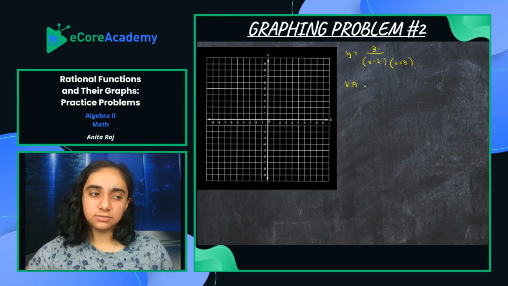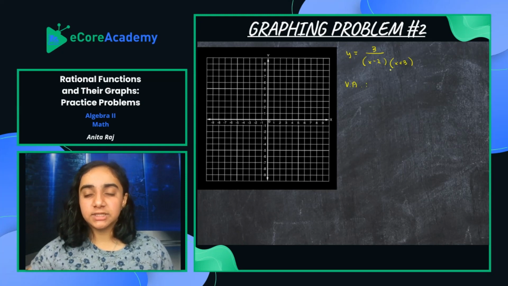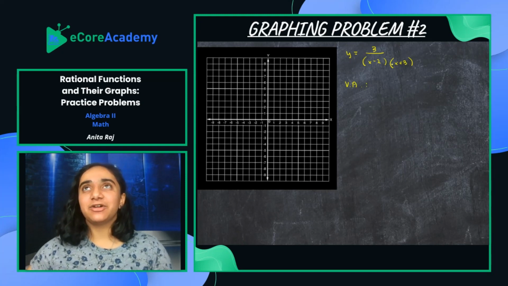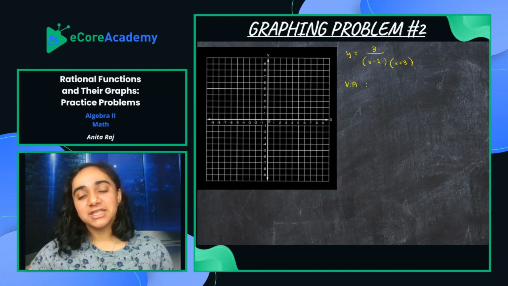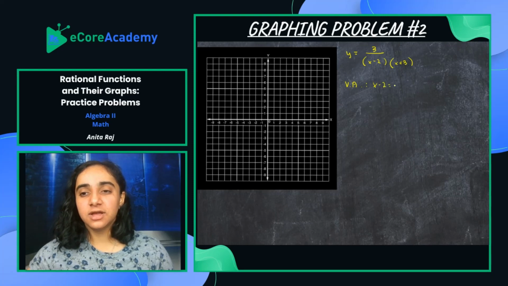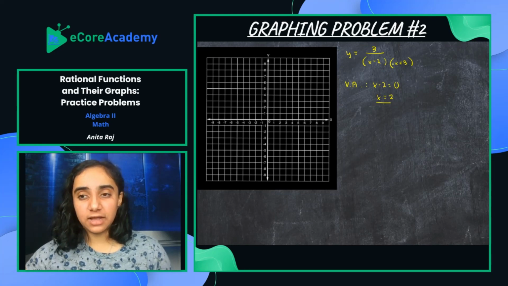So the vertical asymptote, we're going to look at the denominator and set it equal to 0. In this case, we have 2 factors, so we have to set both of these equal to 0. First, we're going to set x minus 2 equal to 0, add 2 to both sides, and find the vertical asymptote at x equals 2. Then we're going to find the second vertical asymptote, which is x plus 3. You can't forget that one. We're going to set it equal to 0 and find the second one is going to be at x equals negative 3.